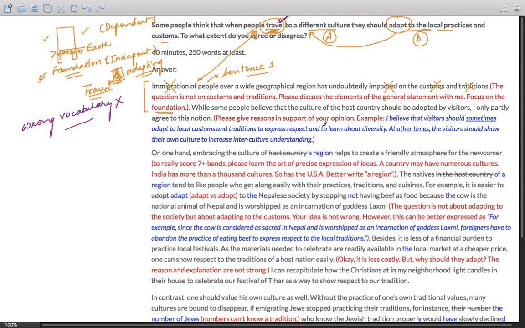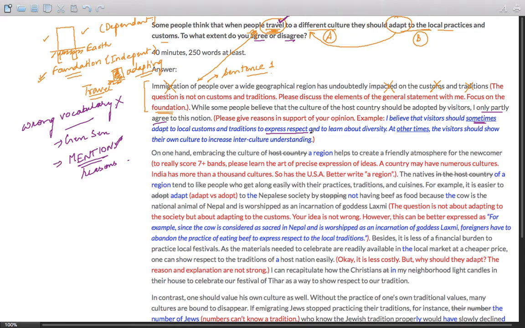The second part is that once the general sentence is clear, you should in the introduction move to the next sentence, which should mention the reasons supporting your views. Whether you agree or disagree, you not only have to mention what you think. So I only partly agree with this notion. If you partly agree with this notion, mention the reasons. Mention the reasons supporting your views. For instance, this is what I've done over here. I believe that visitors should sometimes adapt to local cultures and traditions. Why?